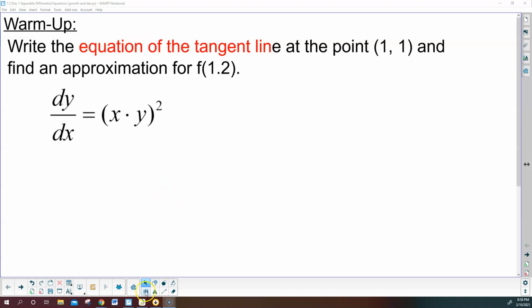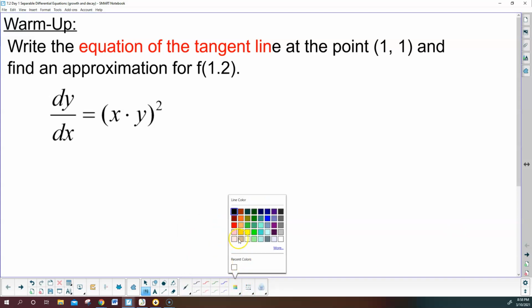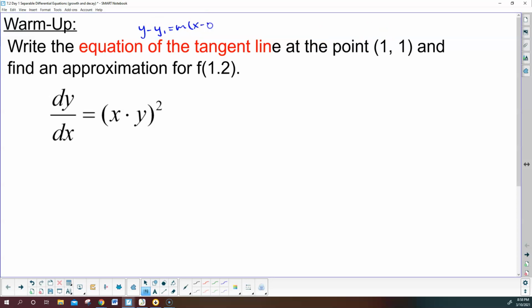All right, so let's go over this now that you had a chance to work through it. Our goal is to write the equation of the tangent line. So right away, I know that I need a point and I need a slope. They give me the point, and then they give me dy/dx. Remember, dy/dx is the slope, but I need the slope at the given point. So I need the slope when x is 1 and y is 1. So all I need to do to find the slope is to actually evaluate dy/dx.